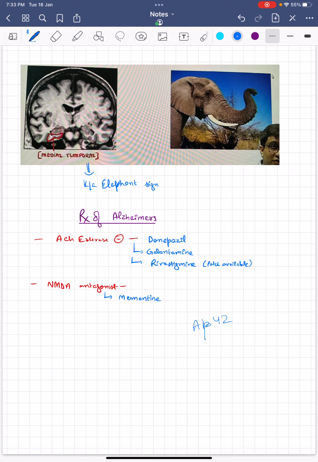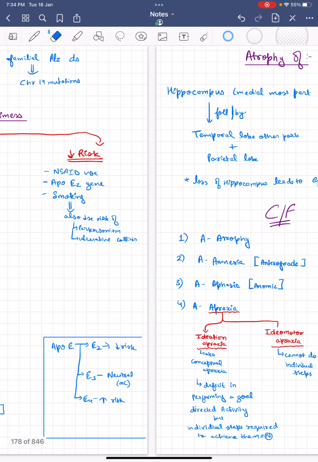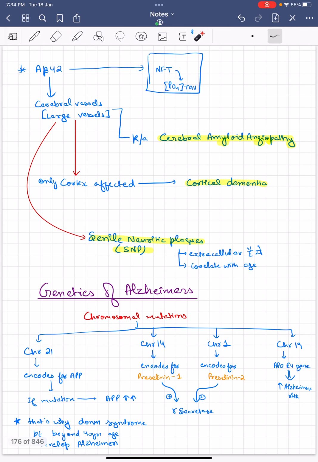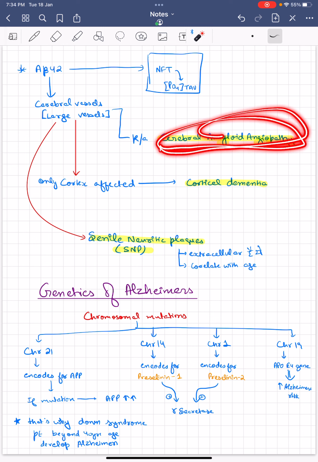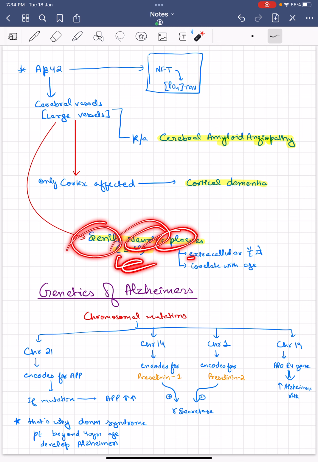Also, if the A beta 42 protein somehow affected the cerebral vessels, it was known as cerebral amyloid angiopathy. Senile neuritic plaques would be seen outside the cell, extracellular, and they correlated with age.